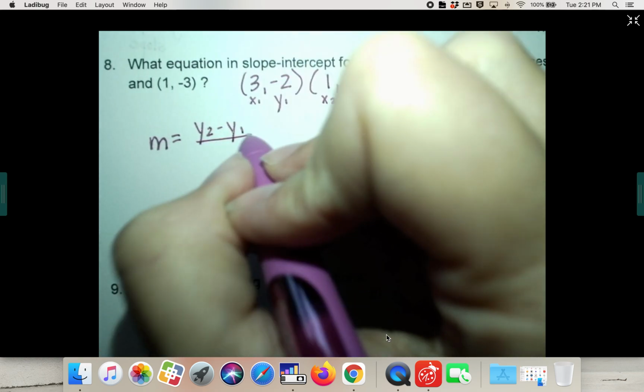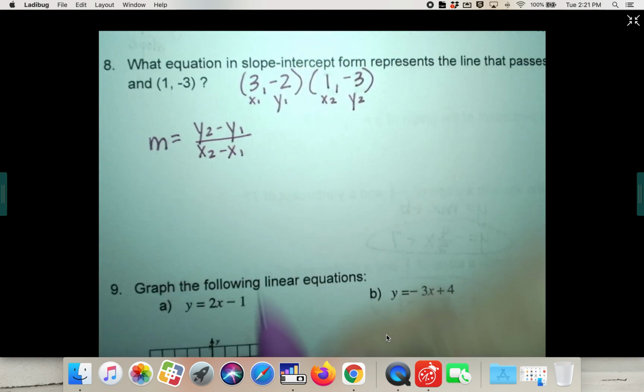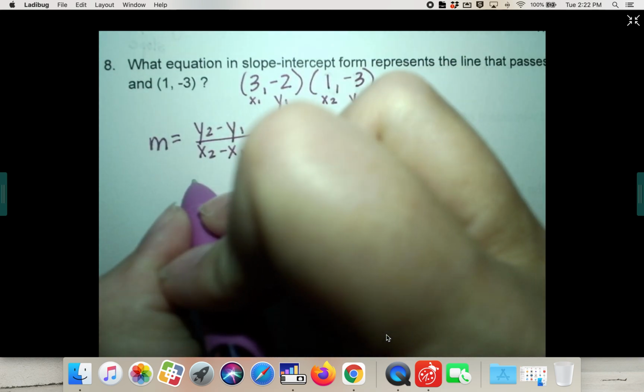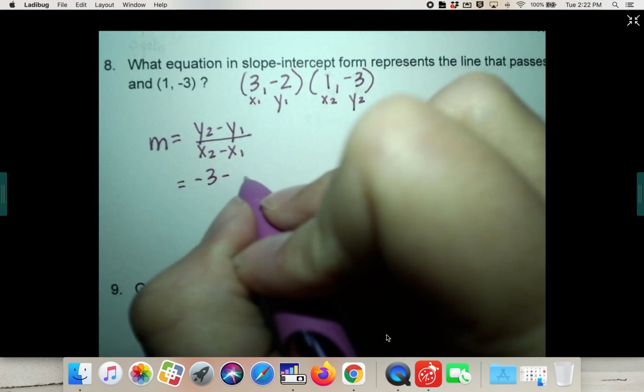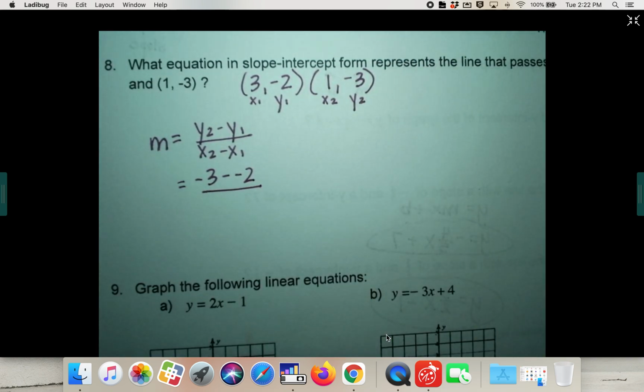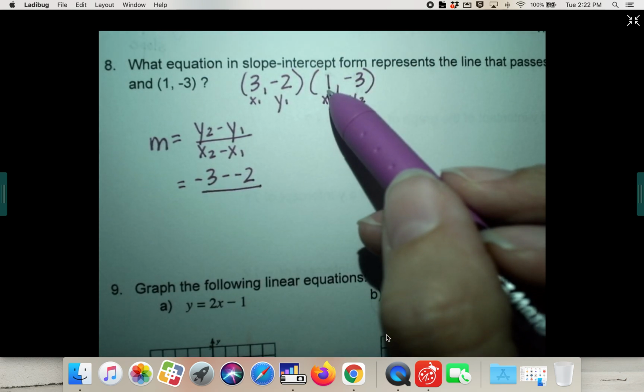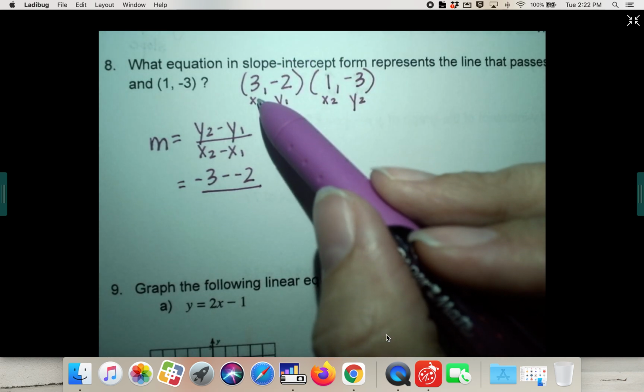So the first thing you have to do to find the slope is y2 minus y1 over x2 minus x1. And we're just going to plug them in. So negative 3 minus negative 2. Write it exactly out like that. It's long and it's a little bit tricky, but we can do it. And then my x's are 1 minus 3.